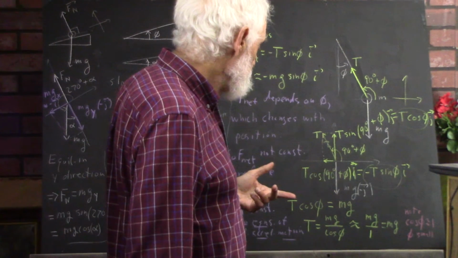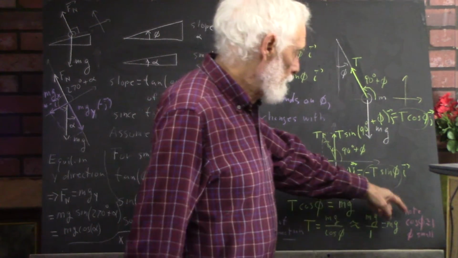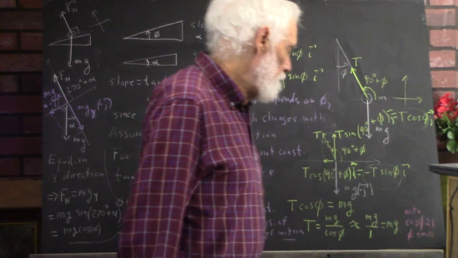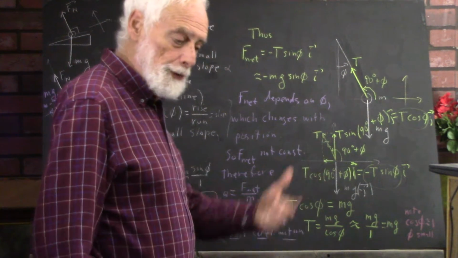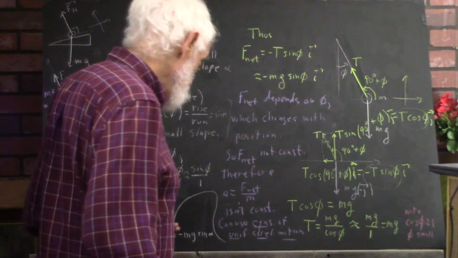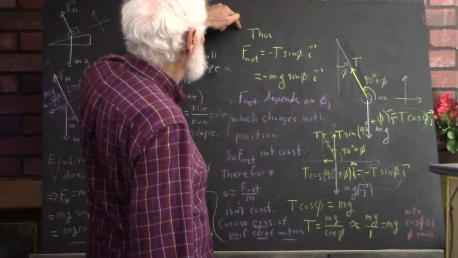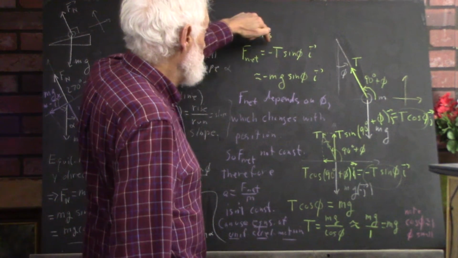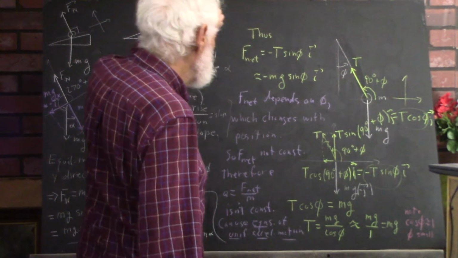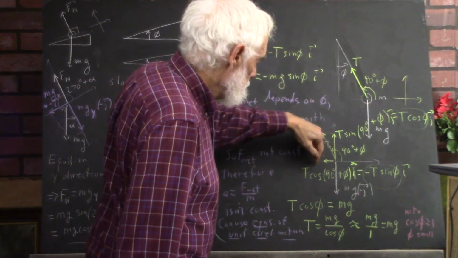It follows, and I've got a little note there, cosine phi is approximately 1 when phi is small. You can see that from a triangle with a small angle. Thus, your net force is negative T sine phi times i. In other words, you're just left with this.